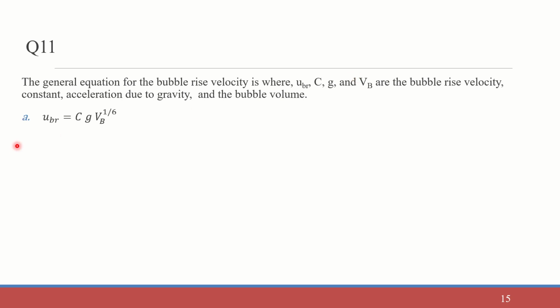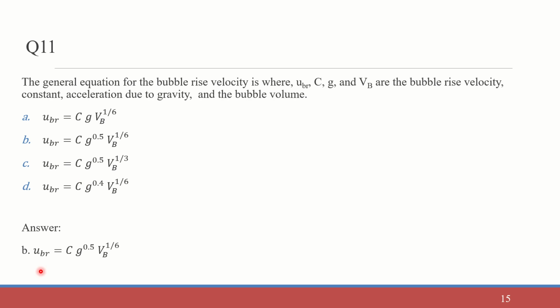First, option A is UBR equal to C into G VB power 1 by 6. Option B is UBR equal to C into G power 0.5 VB power 1 by 6. Option C is UBR equal to C into G power 0.5 VB power 1 by 3. And option D is UBR equal to C into G power 0.4 into VB power 1 by 6. So the answer I think is option B.